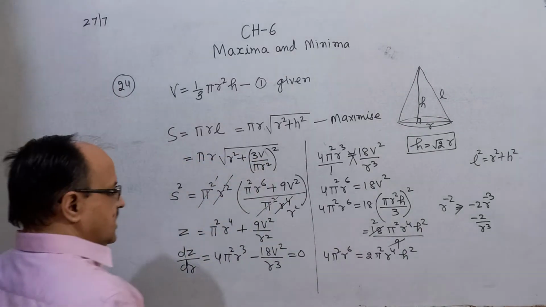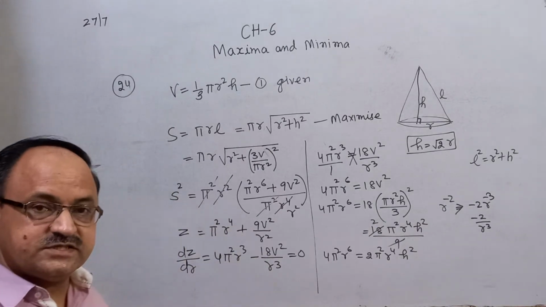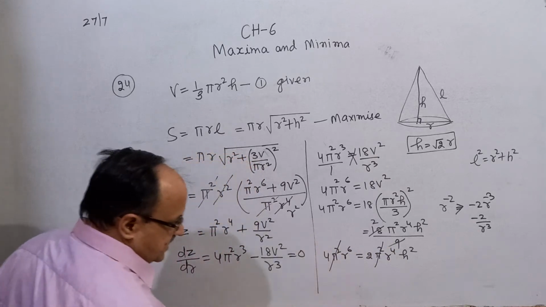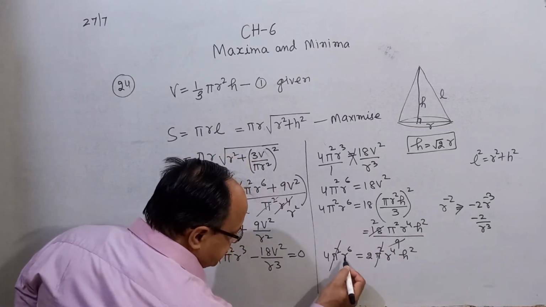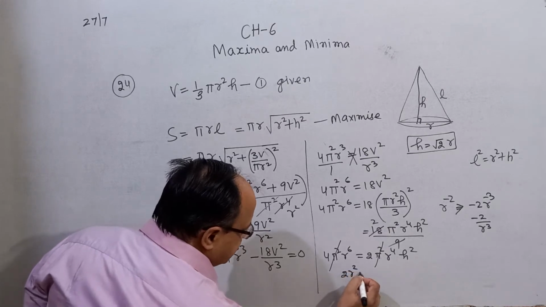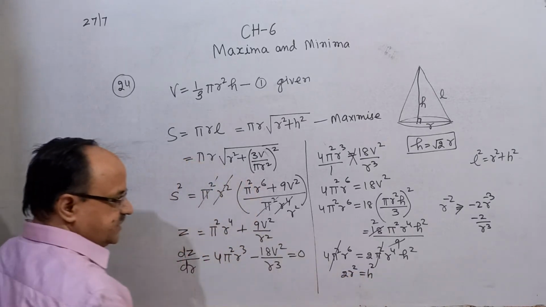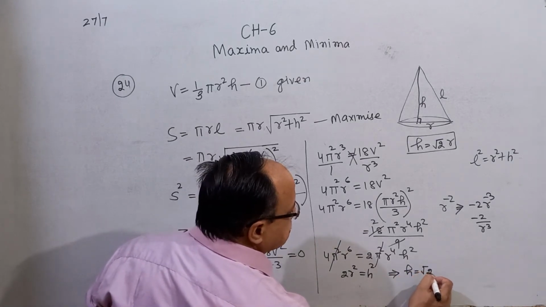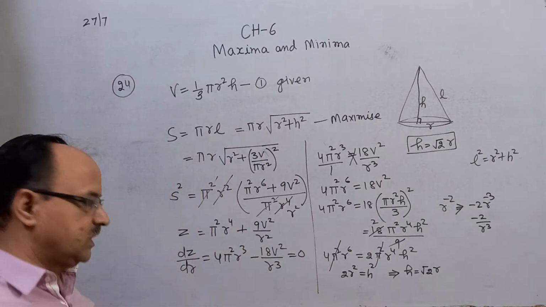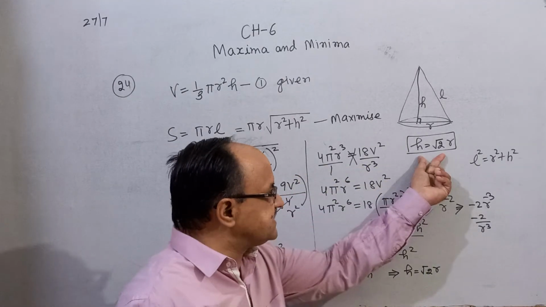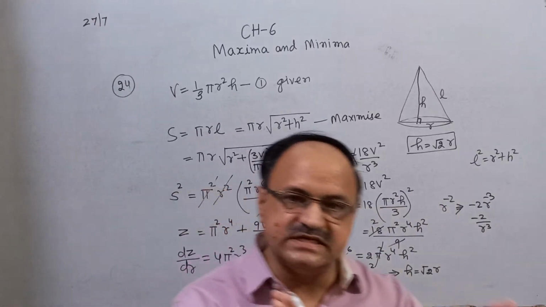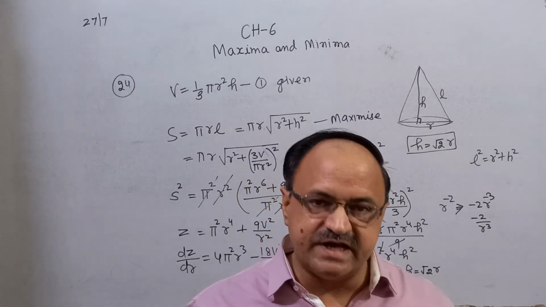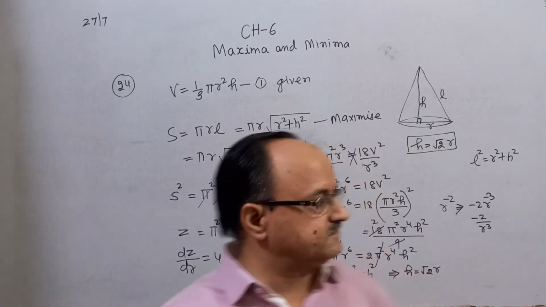Clear? Very important question, very complicated. Pi square and pi square cancel. R to the power 6 and r to the power 4 cancel, so it becomes 2 r square equal to h square. Taking square root on both sides, the result is h is equal to root 2 r. H is equal to root 2 r. Clear? We want to prove that the curved surface area of the cone is least if the height of the cone is equal to root 2 times its radius. And in this question, volume is given.